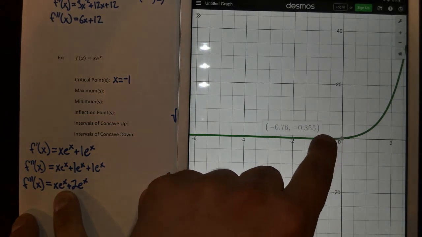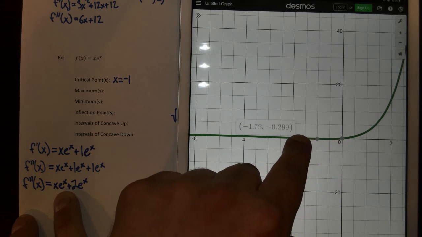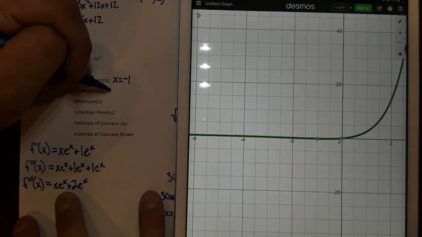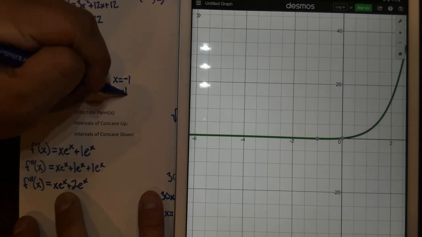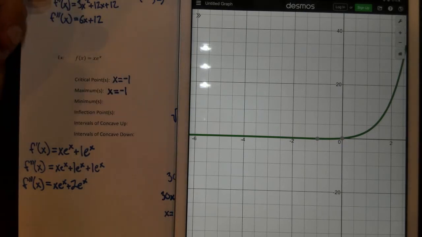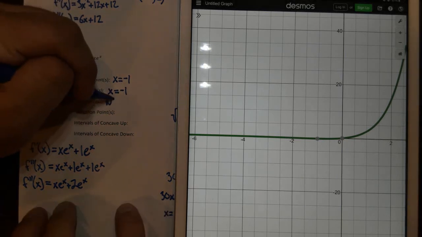So it goes up there, and then it goes down here. So that's going to be a max. So we have a max at x equals negative 1. Here it doesn't look like we have a minimum at all, so we're good there.